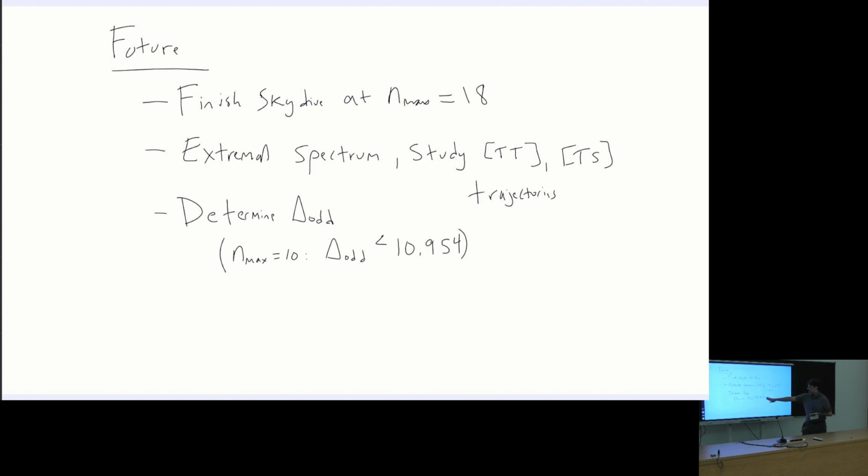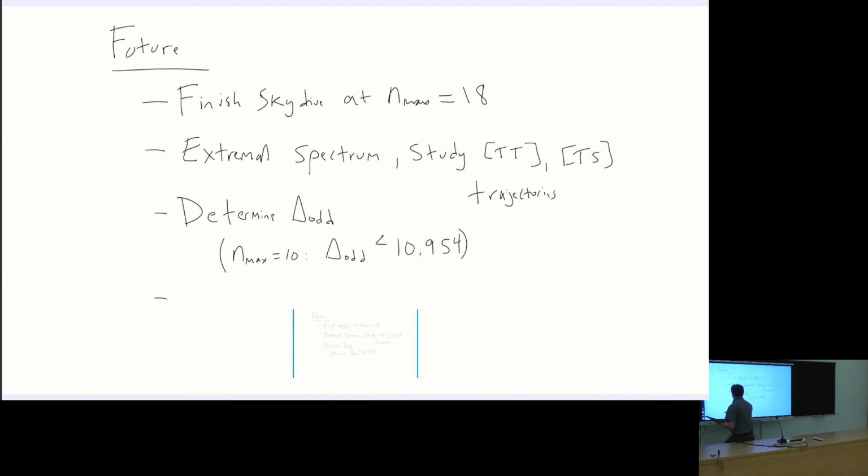But we don't yet have a very strong lower bound on the coefficient. And so that's something we could either extract from the extremal spectrum, or we can do a dedicated computation to compute the lower bound. But that's something we'd like to do soon.